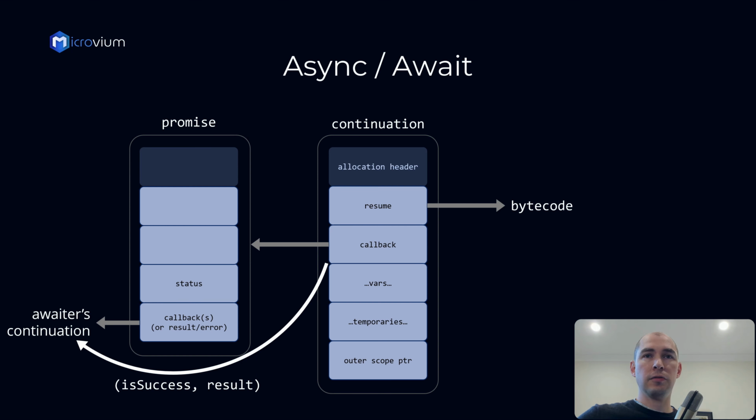I see this as kind of a pay-as-you-go design of async await. The fixed overhead is just 6 bytes, and then additional space is used depending on what the user code needs. In any case, Microvium's implementation of async await is at least an order of magnitude smaller than most, if not all, other JavaScript engines, making it feasible to use the feature on devices with only a few kilobytes of RAM.